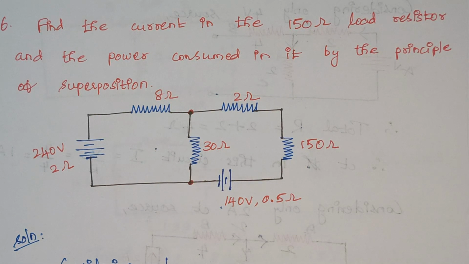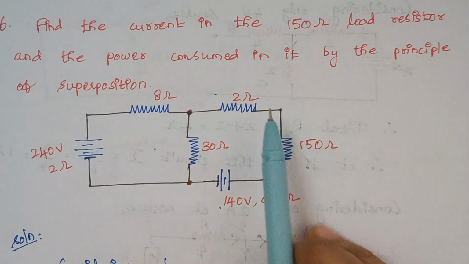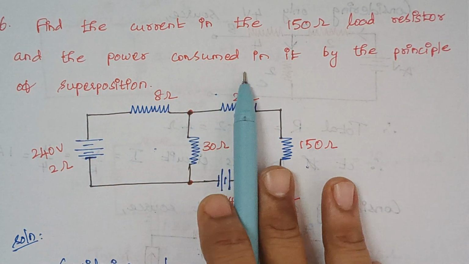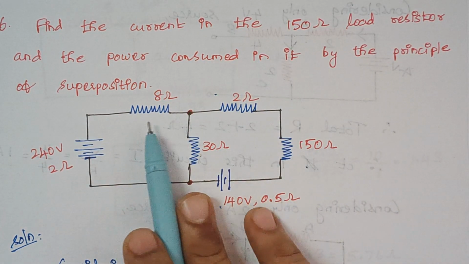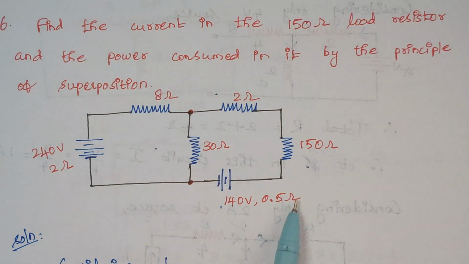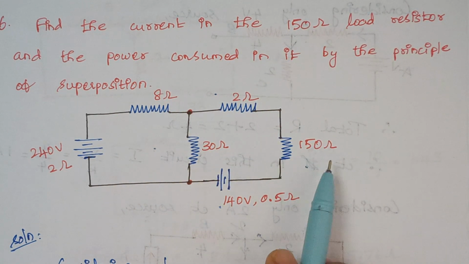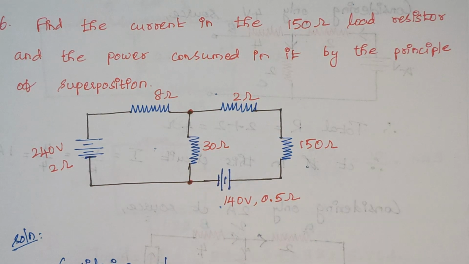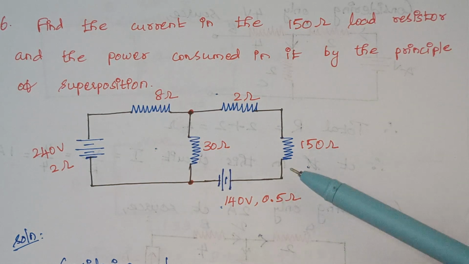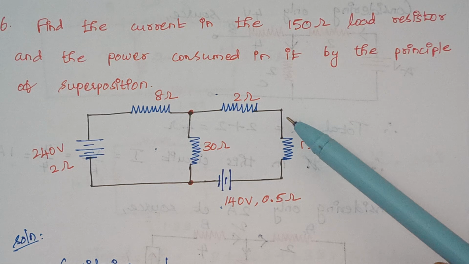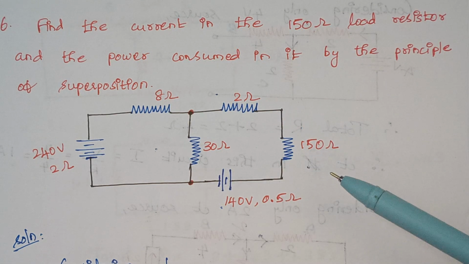Today we are going to solve problems related to the superposition theorem. The problem is: find the current in the 150 ohm load resistor and the power consumed in it by the principle of superposition. So here this is our circuit diagram and this is our 150 ohm load. And here we have two voltage sources. One is 240 volt and another one is 140 volt. So we are asked to calculate the current in this resistor and the power consumed by this resistor, right?